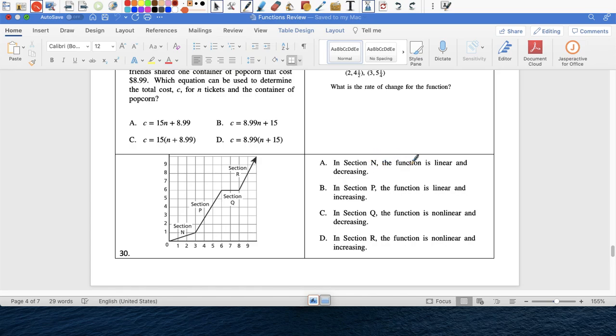So in section N, the function is linear and decreasing. That's not true. No. In section P, right here, the function is linear and increasing. That's true. C, in section Q, which is here, the function is nonlinear. No, that's not true. It's linear because it's a straight line, so that's false. And in section R, which is this last section over here, this last line, the function is nonlinear. That's not true because it's a straight line, so that should have been linear and increasing. The increasing part is true, but the nonlinear part is not true. So the only one that's true is B.